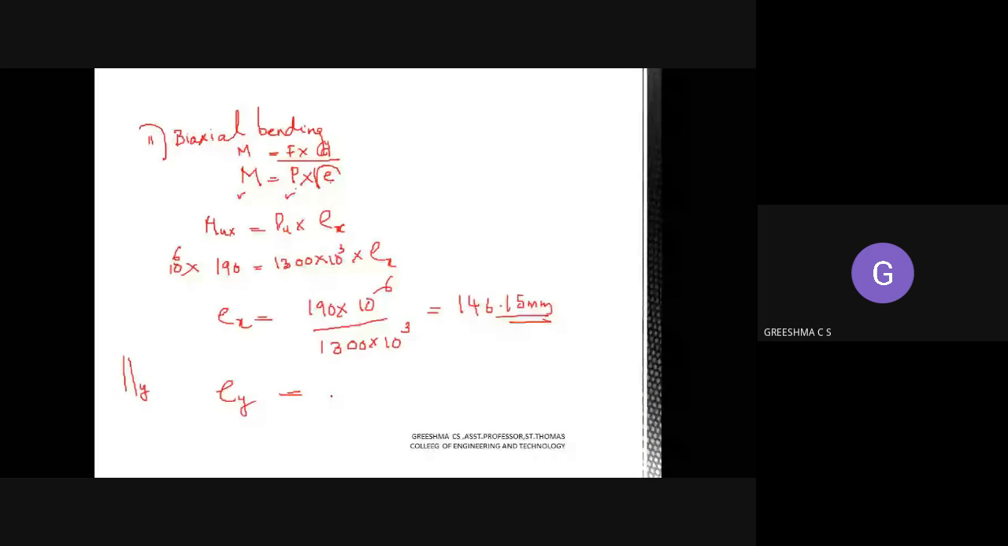Similarly, moment along the y direction is 1110 into 10 raised to 6, converting into Newton mm, divided by axial load 1300 into 10 raised to 3. So you will get the eccentricity along the y direction as 84.16 mm. So this is the eccentricity that is occurring in the column, that is 146.15 and 84.16 mm.